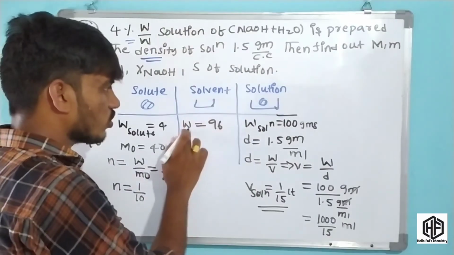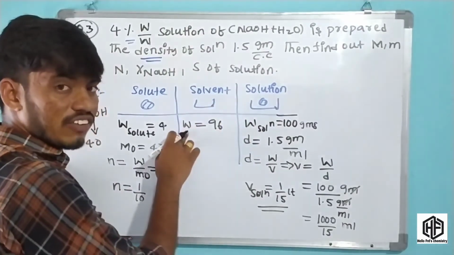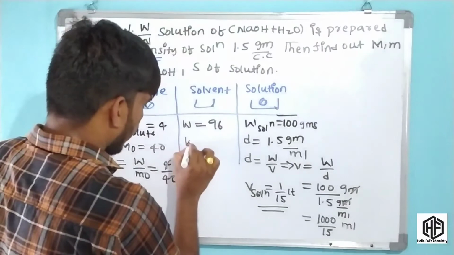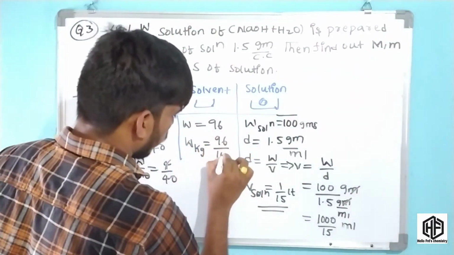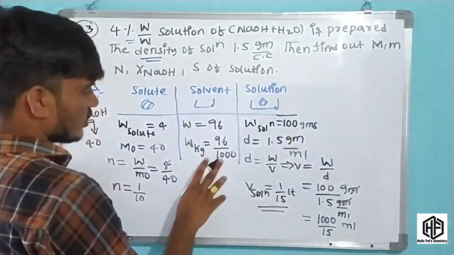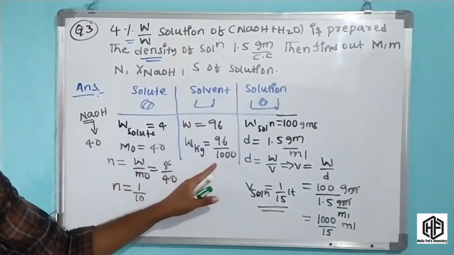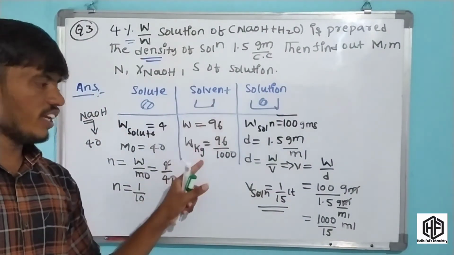And what is the weight of the solvent in grams? Now this is converted to kgs. The weight of the solvent converted to kgs is 96 by 1000. Okay friends, 96 by 1000 is the weight of the solvent in kgs.